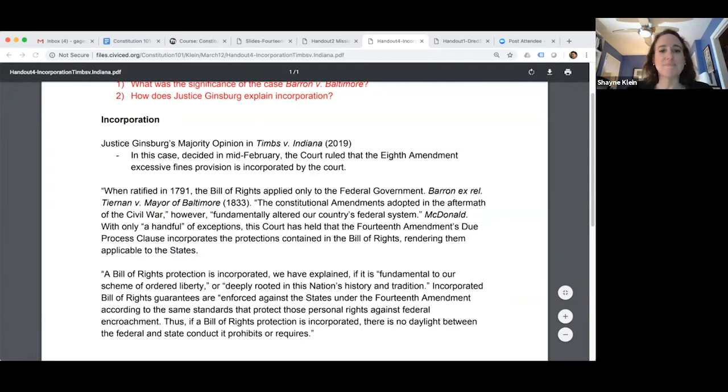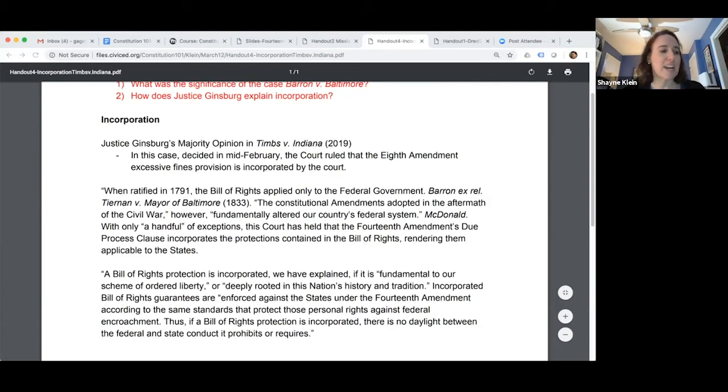Supreme Court said, nope, sorry, Mr. Barron, you do not win here because you'd only have a case if the US government had dumped a bunch of dirt in your wharf. But because Baltimore did it, you've got no case. Okay. So Ginsburg's going all the way back to 1791 in this decision from, you know, like a week ago to tell us the history of incorporation to justify what she's doing, right?